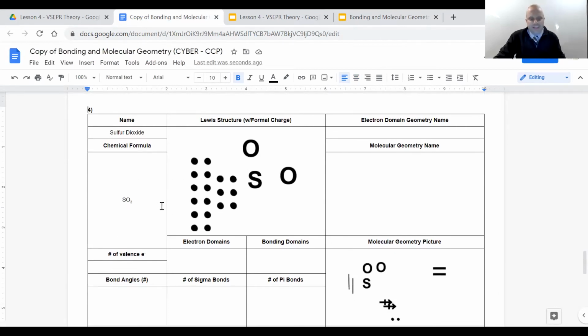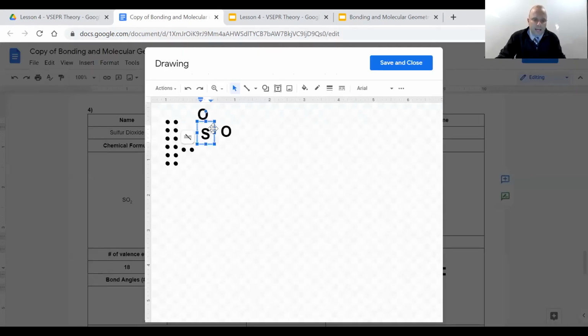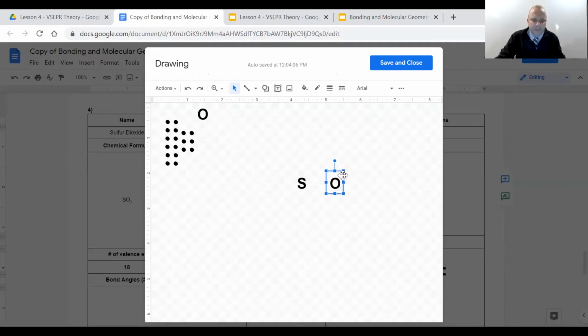All right, so the next one here, we have sulfur dioxide. So we have a total of 18 electrons. So if you count up all of those, you'll get 18. We're going to put our sulfur in the center. We're going to put oxygens on either side of it. We'll put an oxygen to the right, another oxygen to the left. Then we can start putting in our pairs of electrons. So we're going to put in a pair here. Another pair to connect up my oxygen on the right. Now we're going to go around the outside of each of the oxygens.